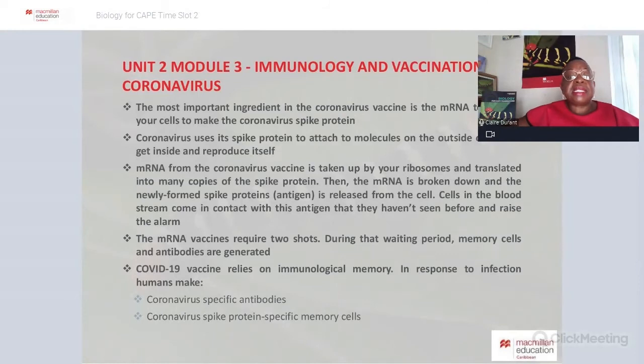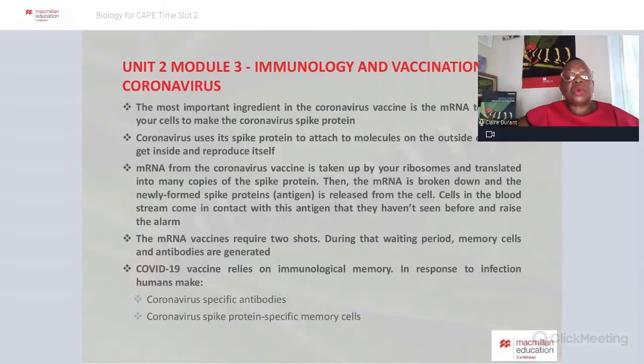And the cells in the bloodstream come in contact with this antigen. They know they haven't seen it before and they raise the alarm, and that's how your body gets ready to make sure that it can prevent the COVID virus from taking over your body and making you sick.